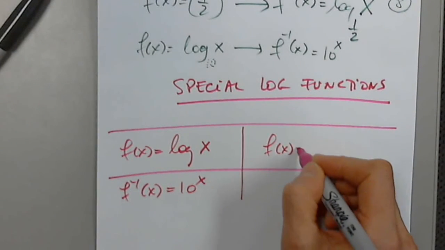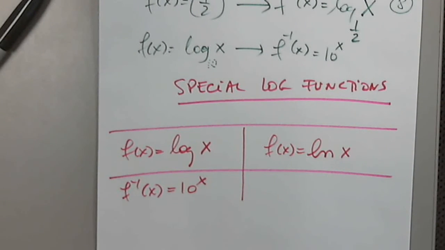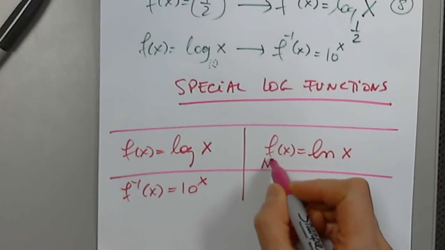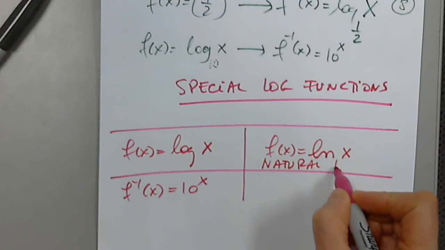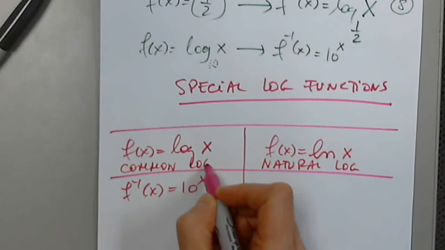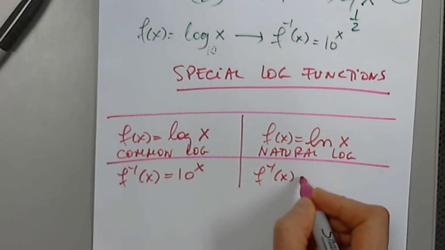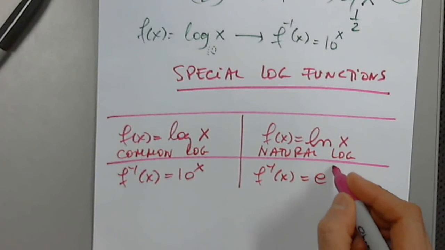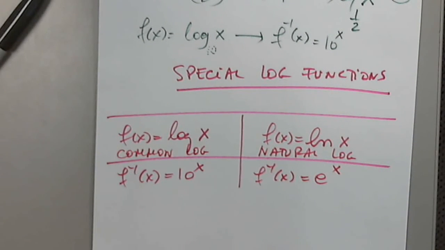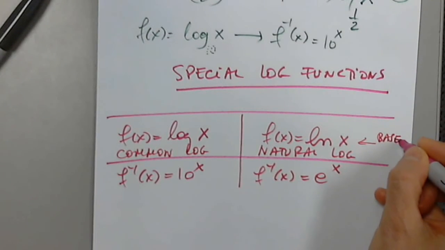Then f of x equals ln x. It should be nl, natural log, but it's in German, so it's log natural. Correct. So natural log, and here is common log. And of course, the corresponding f inverse will be e to the x. So remember, when we see natural log, the base of this function is e.